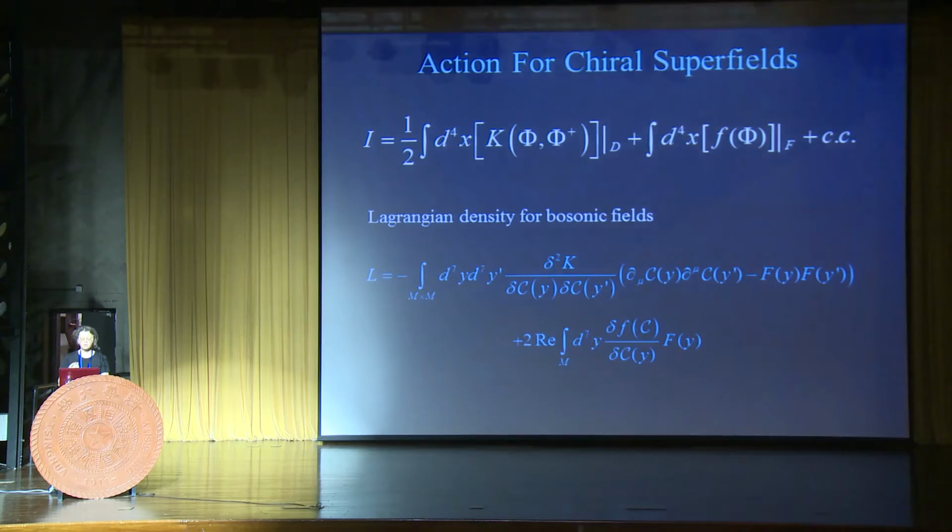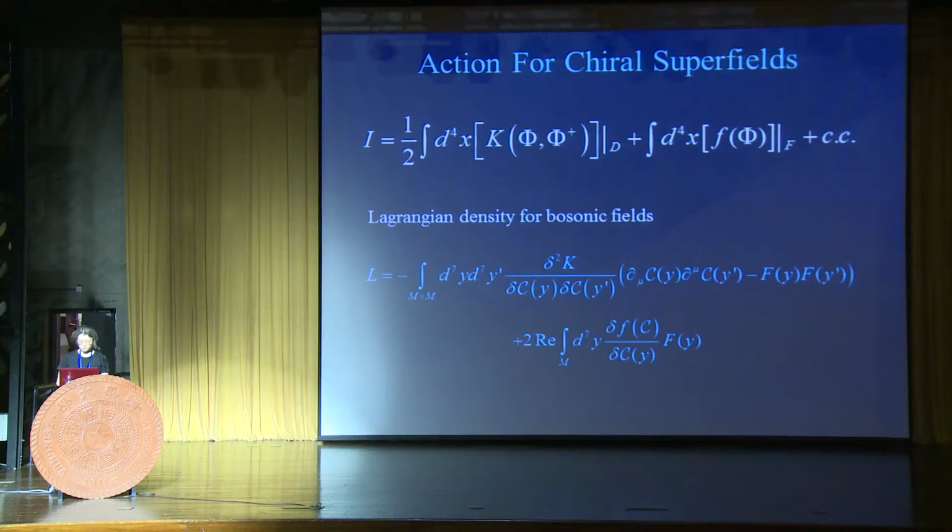Since we treat y as a continuous label, the sum over y is like summing over these labels, and we run into functional derivatives. But otherwise, the formalism is completely the same as if we have just a discrete number of fields. Now, what is the simplest?